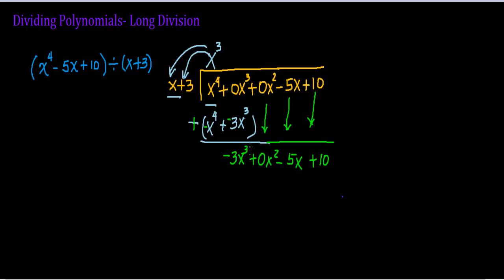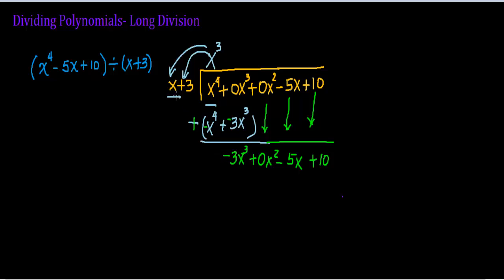As long as the exponent in this first term of your subtraction is greater than the first term in your divisor, you keep dividing. Whenever this exponent is smaller than the exponent in the divisor, that's when you stop. So we're going to continue to divide.